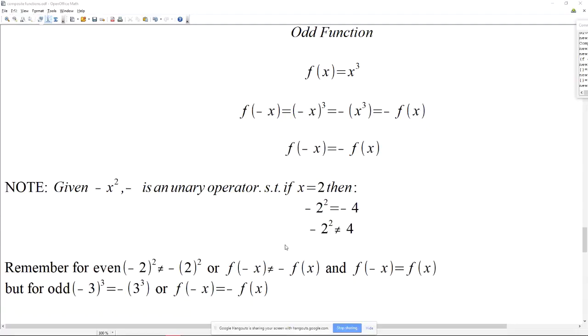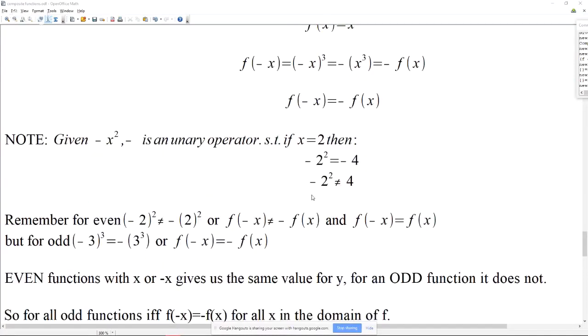If you have negative... and I'm not lying, I had an engineer tell me this was wrong. And I'm like, dude, you're full of it. -2 squared: you do the 2 to the 2nd power first, then you have the unary operator, meaning it's -4. So -2 squared is not equal to 4.